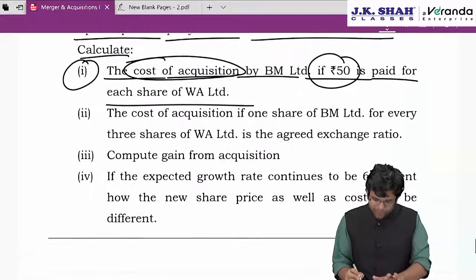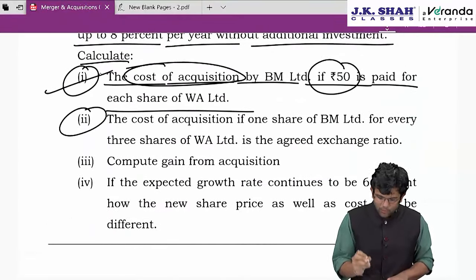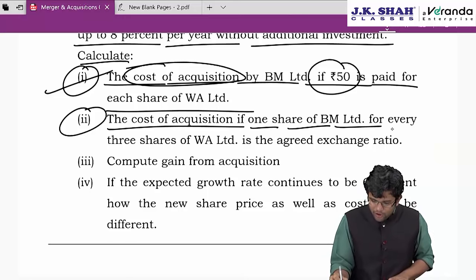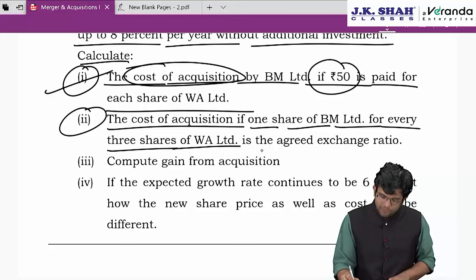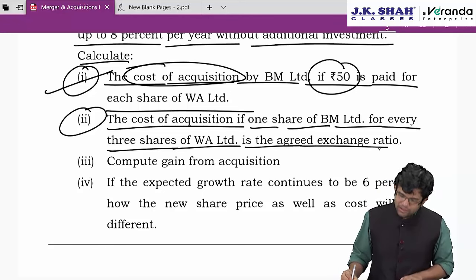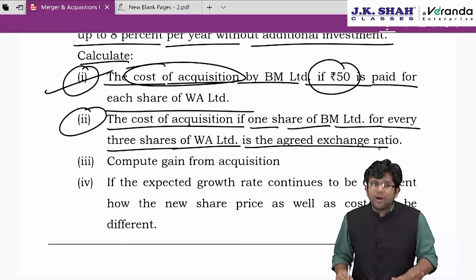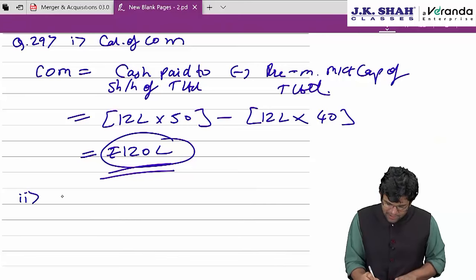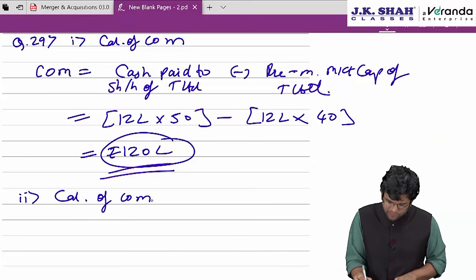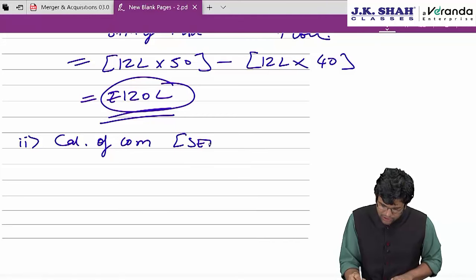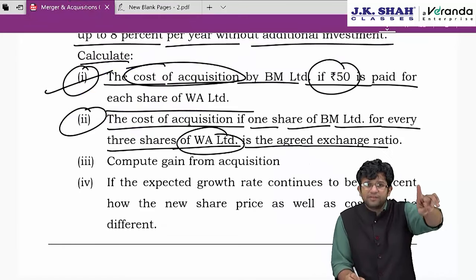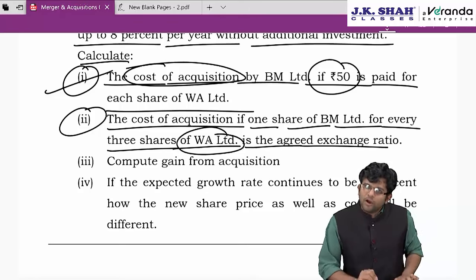Let's go to the next point. Point number two. This point number one is done. Now point number two, they are again asking you cost of merger, but now if one share of BM for every 3 shares of WA is the agreed exchange ratio. The share exchange ratio, students, is 1:3. Can we start? So I'll write down here. Point number two, again they're asking us calculation of cost of merger when the share exchange ratio is 1:3. Everybody following? Share exchange ratio is how much? 1:3. For every 3 shares of Target, acquiring will be offering 1 of its own shares.